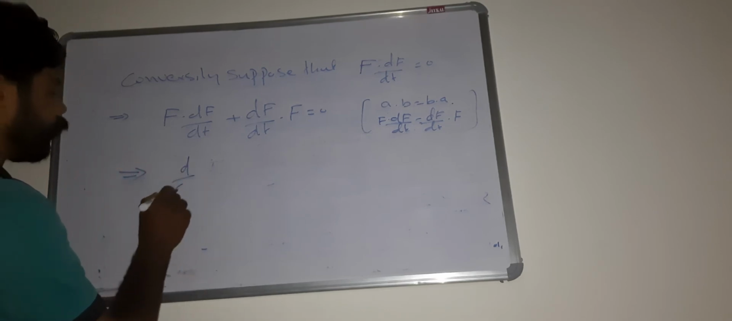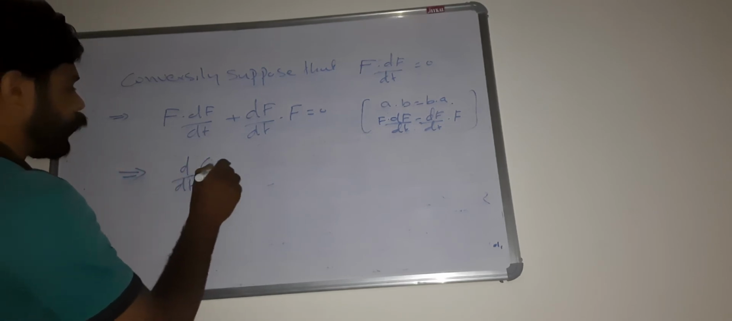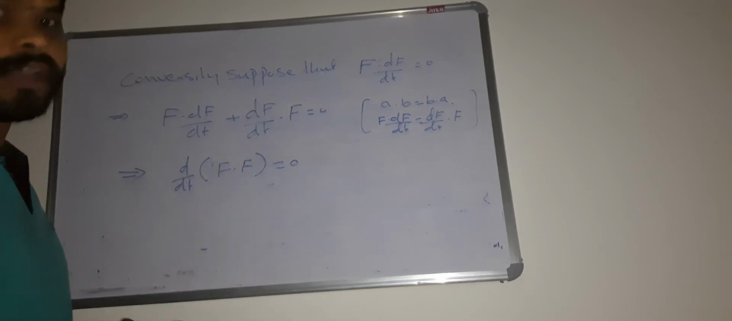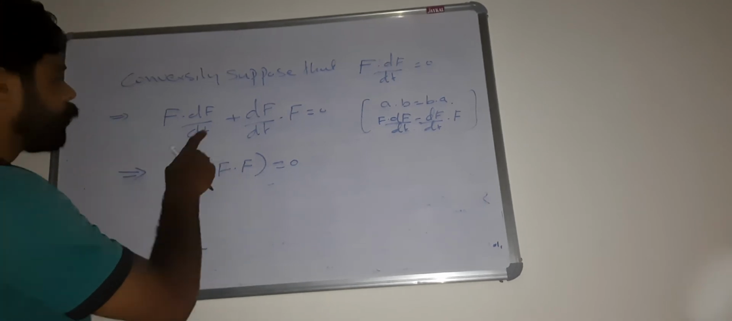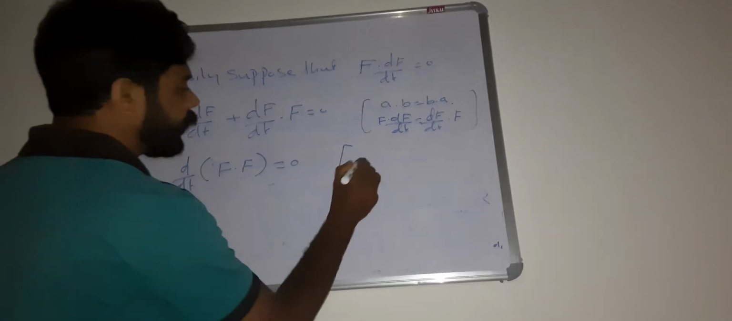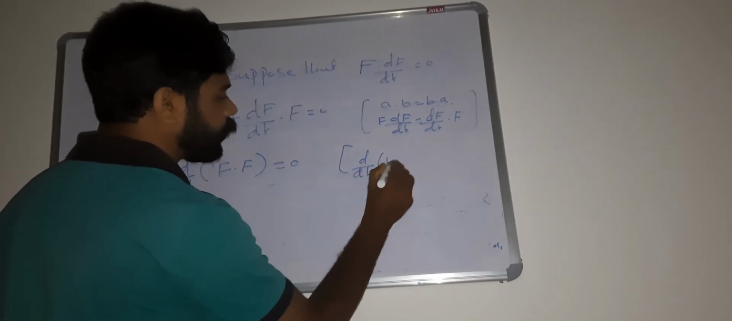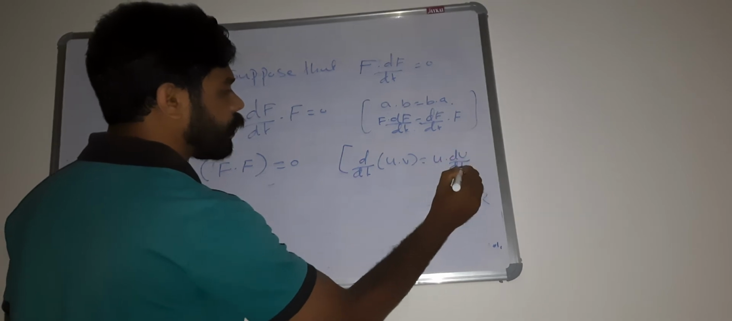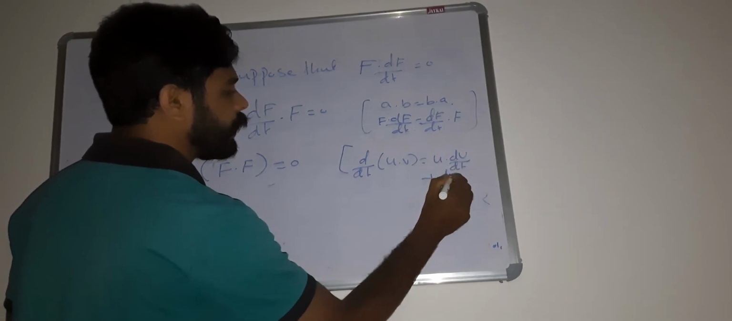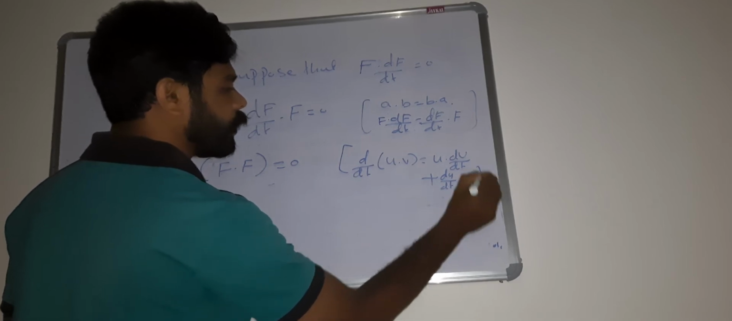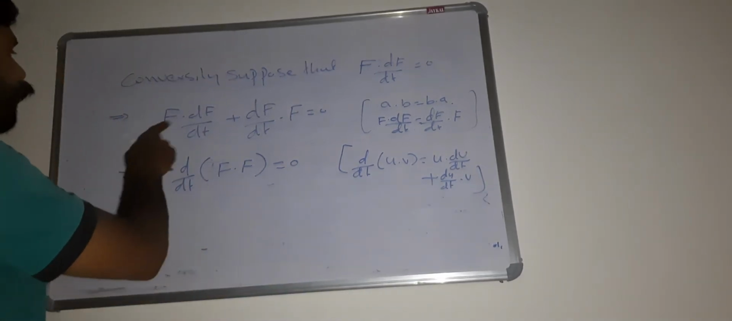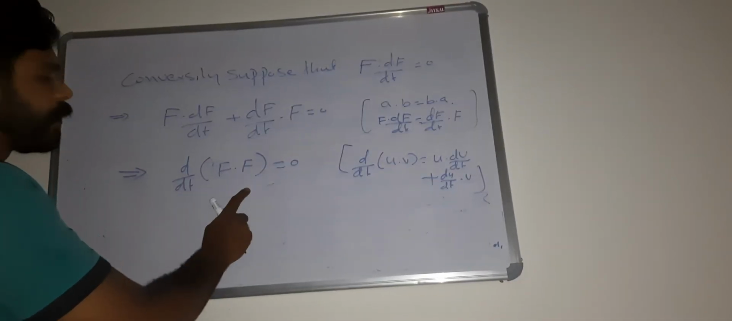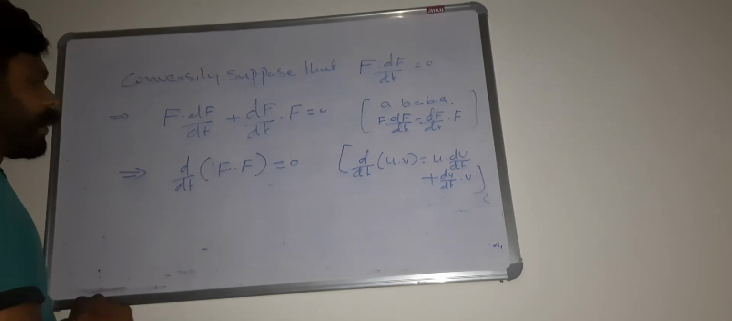d by dt of f dot f equal to 0. കാരണം നമുക്കറിയാം നേരത്തെ d by dt of u dot v എന്ന് പറഞ്ഞാൽ u dot dv by dt plus du by dt dot v. ഇവിടെ u ഉം v ഉം f ആണ്. അപ്പോൾ f dot df by dt plus df by dt dot f equal to 0, that is d by dt of f dot f equal to 0.